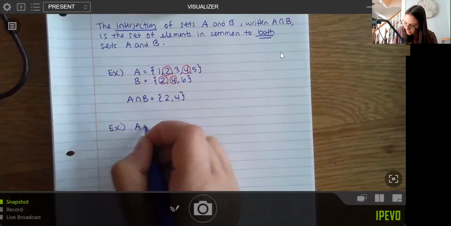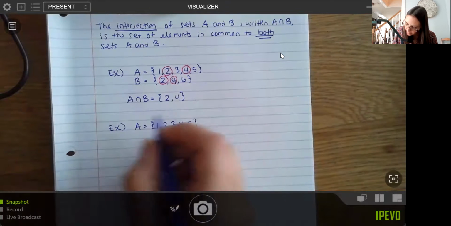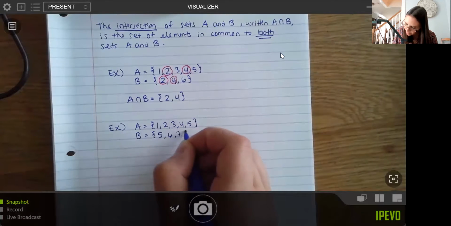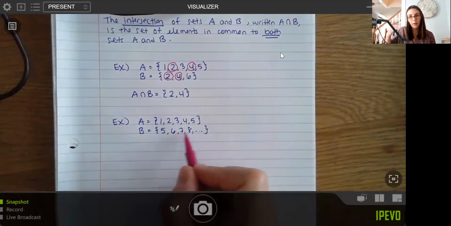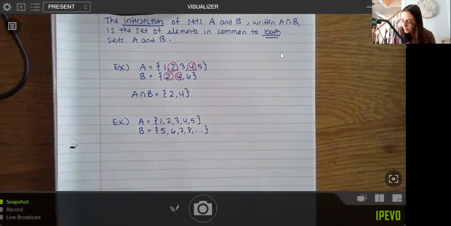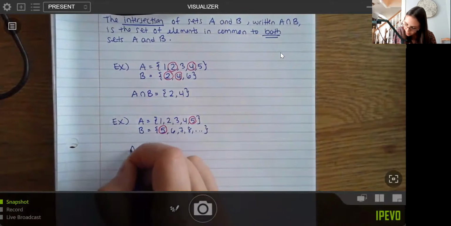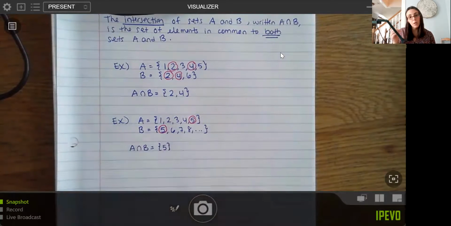Let's keep set A the same, and let's say set B this time is the set 5, 6, 7, 8, etc. Well, in this case, even though this continues on, I understand the pattern is getting higher. I don't see any overlap there. I only have one number that's in common, and that's okay. So the intersection of these sets is just 5. I still use those squiggly brackets around the 5 because I am using set notation here.